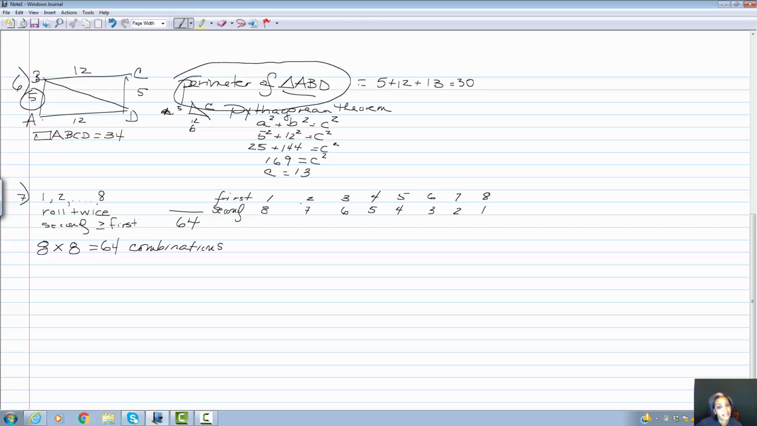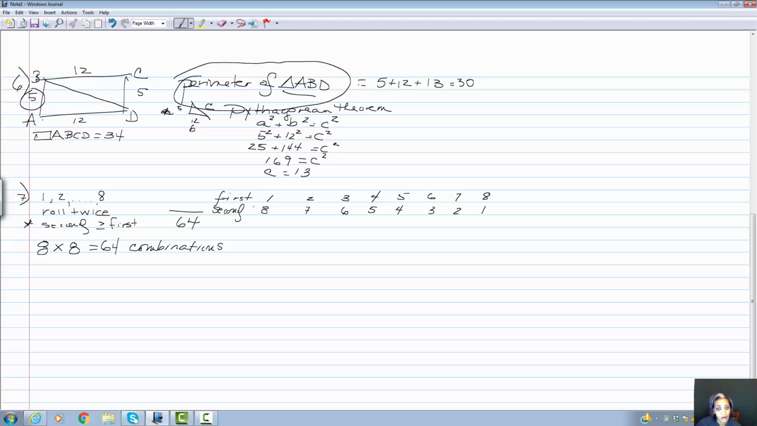So what I'm saying here is that if my first roll is this top number, then I have 8 chances that my second roll can fit our criteria. If my first roll is 2, 7 chances that my second roll is greater than or equal to 2. If I roll a 3, 6 chances that it could be greater than or equal to 3.